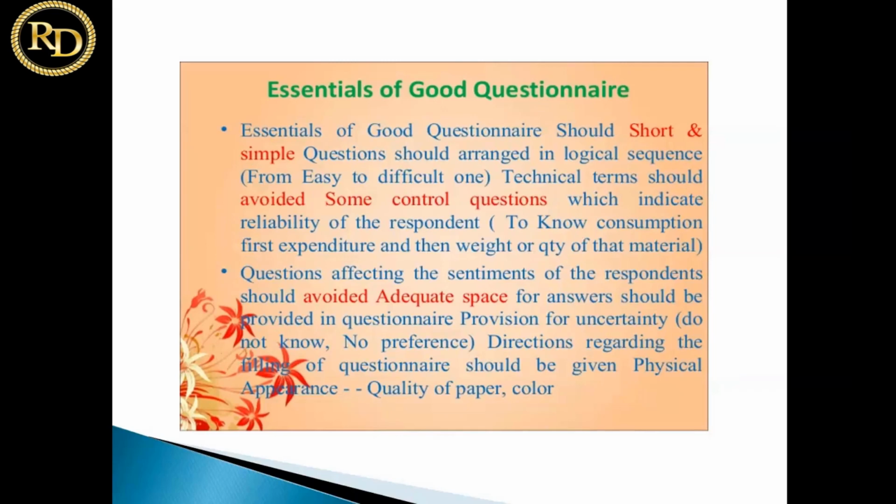Questions affecting the sentiments of the respondent should be avoided. Adequate space for the answer should be given so that the respondent may be comfortable answering the questions. Provision for uncertainty: do not know, no preference. Answer options. Directions regarding the filling of the questionnaire should be given, and the physical appearance and quality of the paper or color should be very good so that the person may be able to give the answer to all the questions.